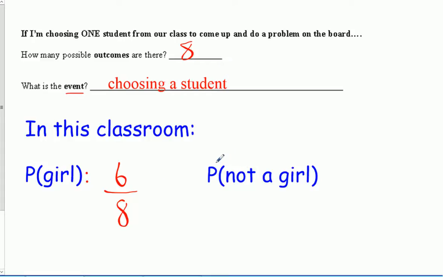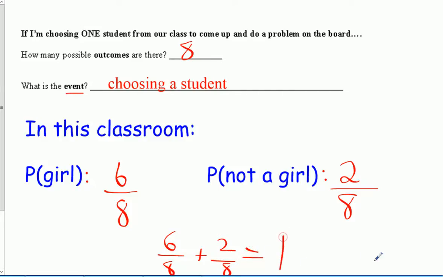But now same thing. Do not read this as P, not a girl. I want you to read this as, what is the probability of not choosing a girl? Okay, so what's that probability? The probability of not choosing a girl. Well, how many boys are there then? What's the opposite? 2 out of 8. Take a look at these two, because we're going to talk about this tomorrow. Of event happening and event not happening. These should, and they always will, if you have the probability of something happening and the probability of something not happening, it should add up to 1 whole.